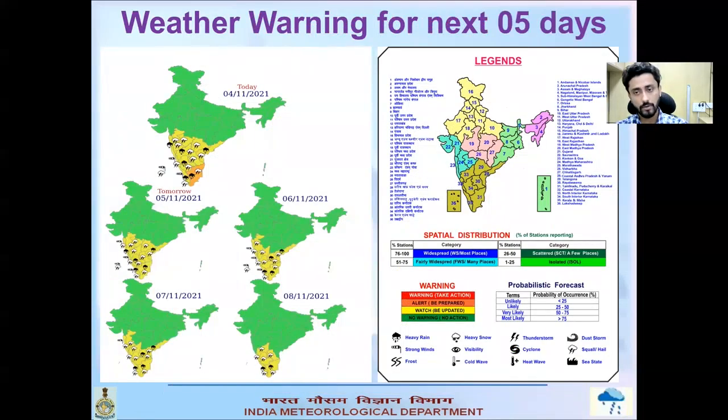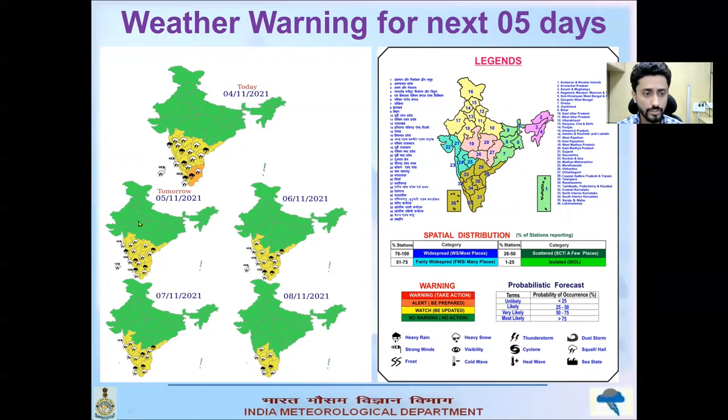Now let's talk about the weather warning for the next 5 days. Here, IMD generates the next 5 days weather warning in 4 different colors normally. No warning is represented by the green color. If there is a yellow warning, it means the people over that region need to be updated with the weather information. If it is an orange warning, it means you have to be prepared for any kind of adverse situation. And if this is a red warning, then this is the right time to take action.